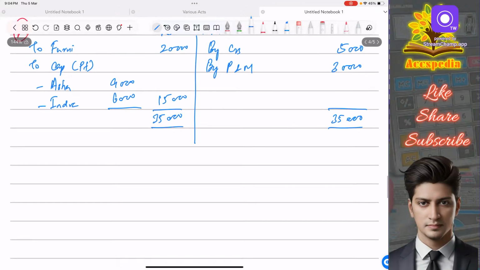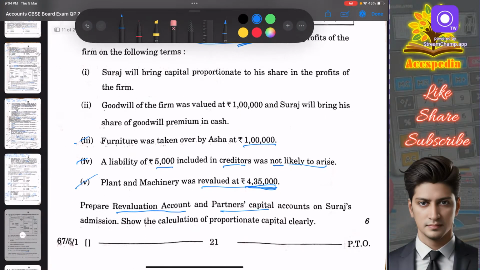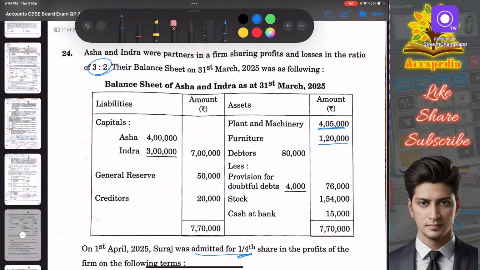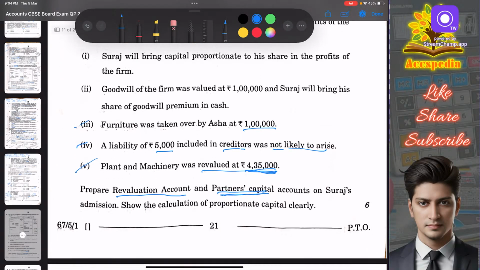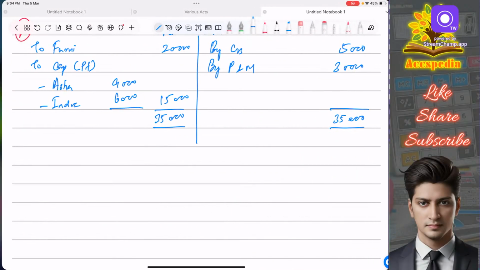Okay, so the next one, they're asking us to prepare a partners capital account. So directly go and open. I have not read any other information. So directly open partners capital account.